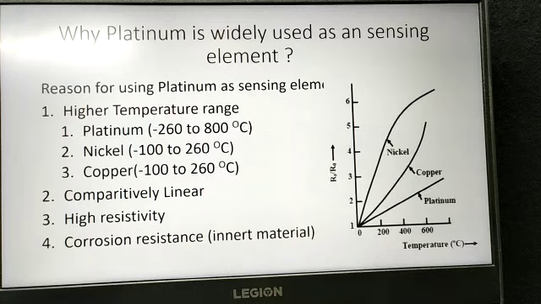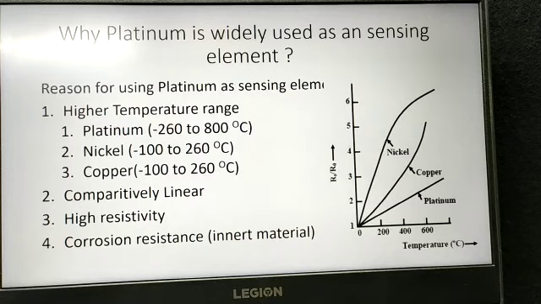We know the formula for resistance: resistance is equal to rho L by A. So if we want a high resistance, then we need a high resistivity as well as a high length. If we have a high resistivity, then we need less length. So platinum, having high resistivity, requires less length of sensing element as compared to copper and nickel to manufacture. This means that less sensing element is required, small in dimension, so it will be compact in nature.